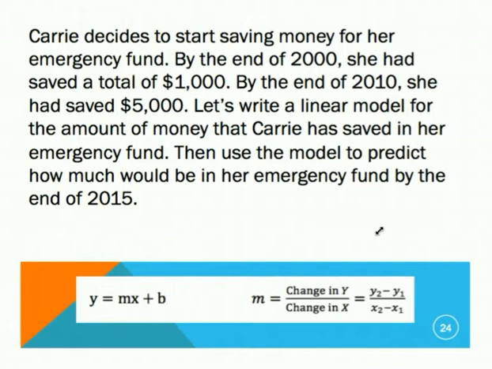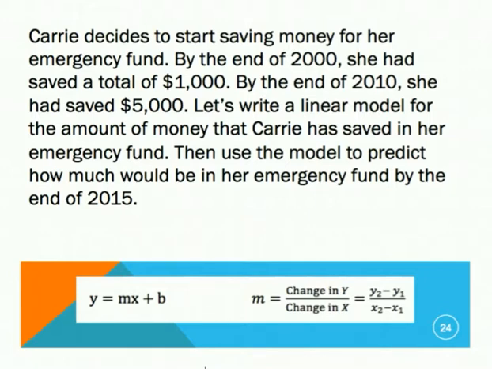Okay, Carrie decides to start saving money for her emergency fund. By the end of 2000, she had saved a total of $1,000, and then by the end of 2010, she had saved a total of $5,000. So we want to write a model for the amount of money that Carrie has saved in her emergency fund, and then use the model to predict how much would be in her emergency fund by the end of 2015.